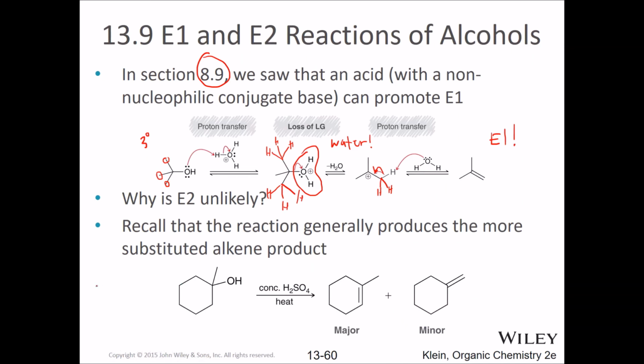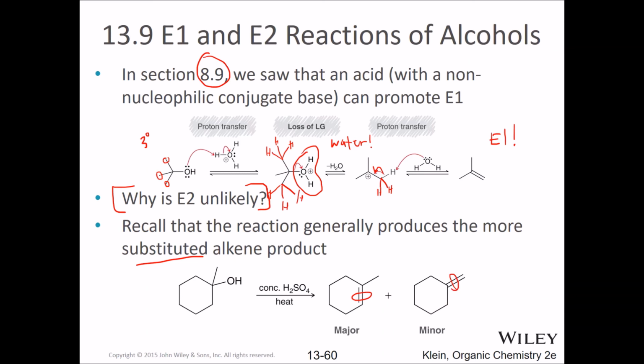You know what? I'm not going to answer this question right now. I really want you to think about that. Why is E2 unlikely? When I ask you to think about these questions, the reason I'm asking it is not because I want to push you harder than you need to be pushed. It is because thinking about these things will help you understand it more deeply. And when you understand it, then it's less memorization, right? It's more, hey, I get it, okay? It's like speaking a language. Instead of memorizing a bunch of unintelligible syllables, we start to understand what's being said. Okay? Recall that the reaction generally produces more substituted alkene product, right? So how many substituents does that double bond have, and how many substituents does that double bond have?